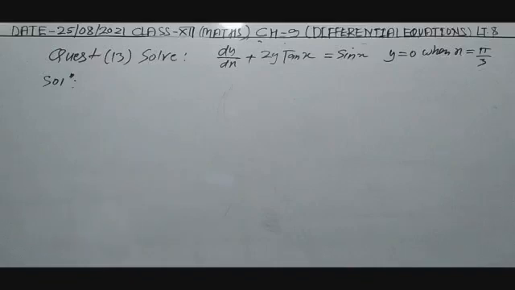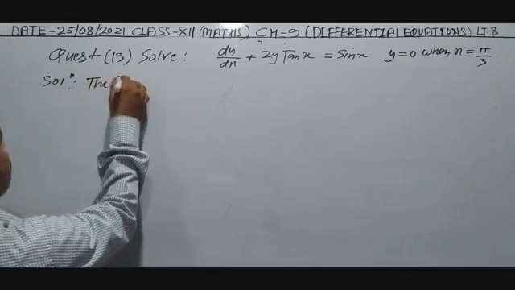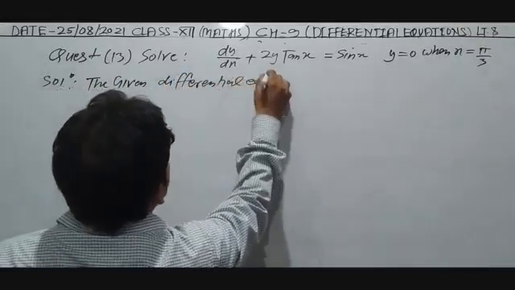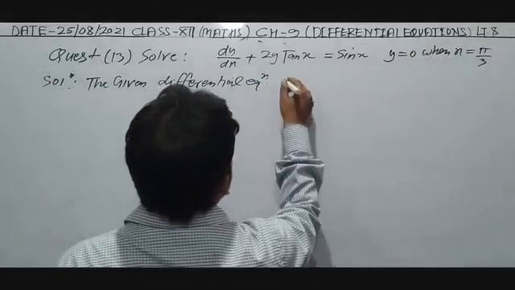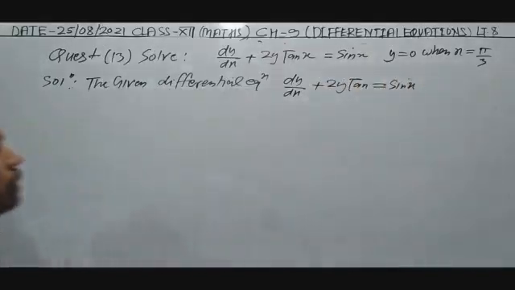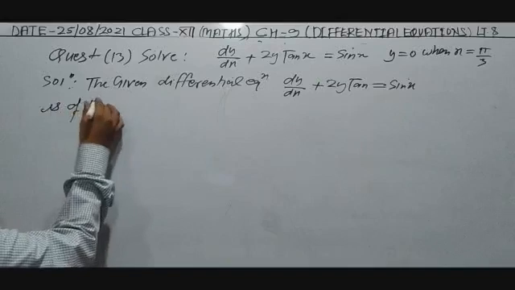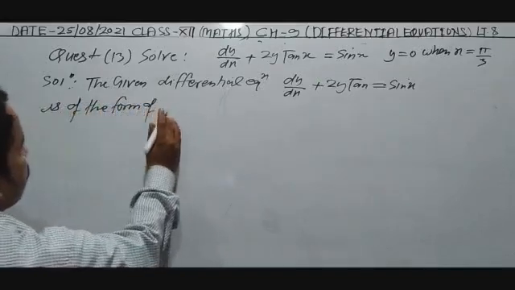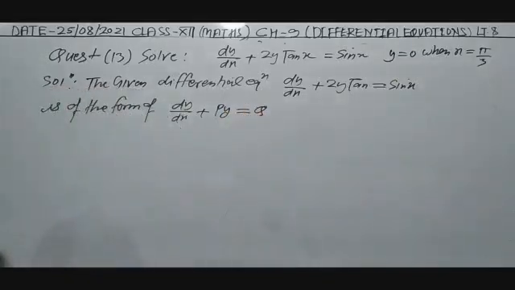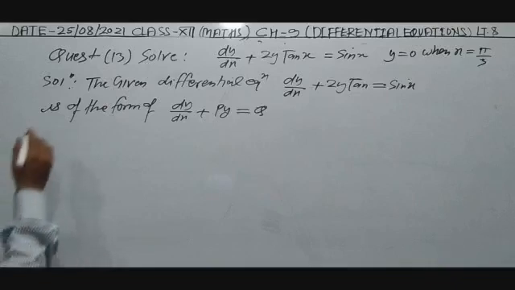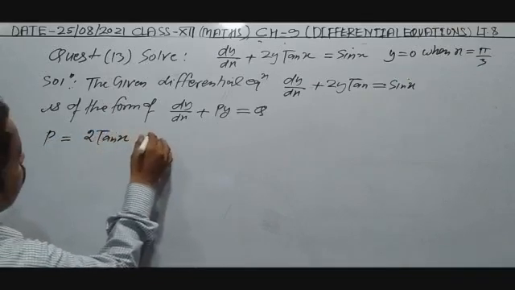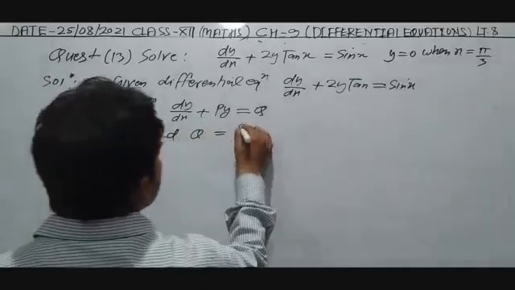So now see, the given differential equation dy by dx plus 2y tan x is equal to sin x is of the form dy by dx plus Py is equal to Q. And now when you compare, you can get the values of P and Q. On comparing, you will get P is equal to 2 times tan x and Q is equal to sin x.